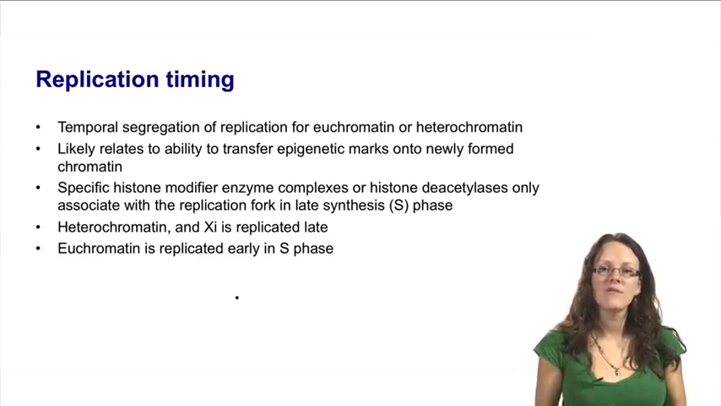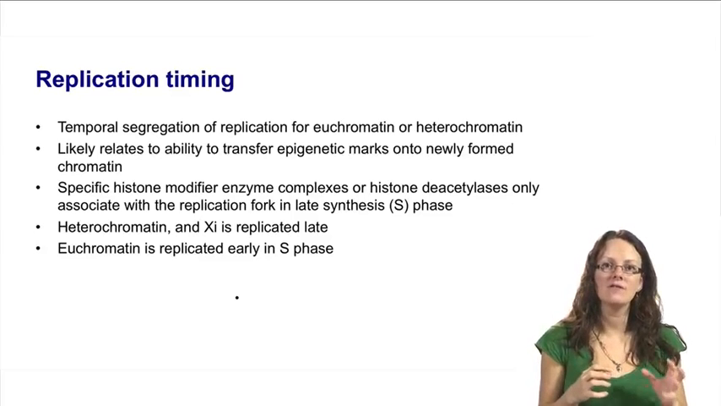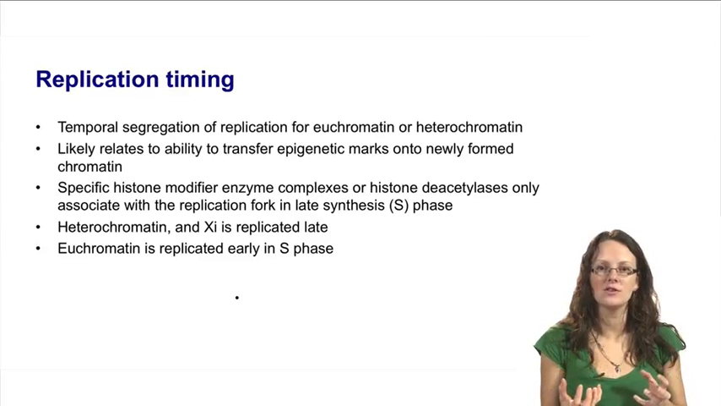So if we want to have mitotic heritability, we need to have that these epigenetic marks can be translated from one nucleosome to the second nucleosome. Just like with DNA methylation, you need to have the daughter strand of DNA being methylated just like the parental strand.